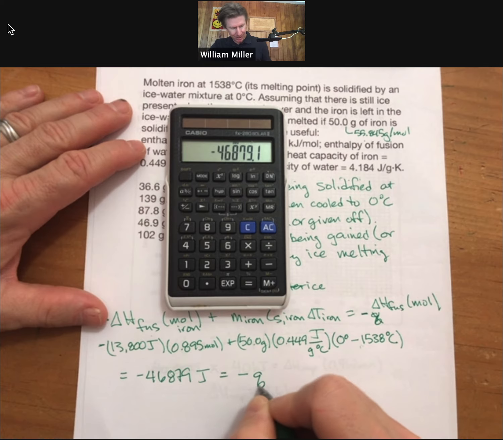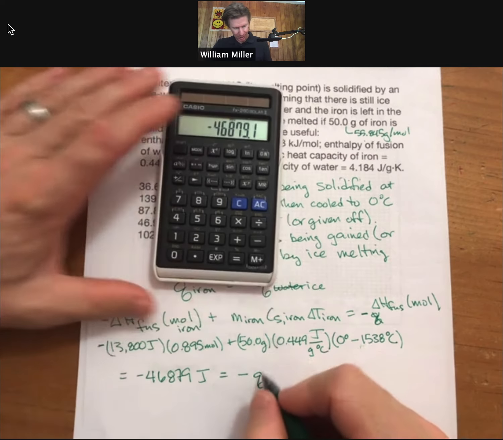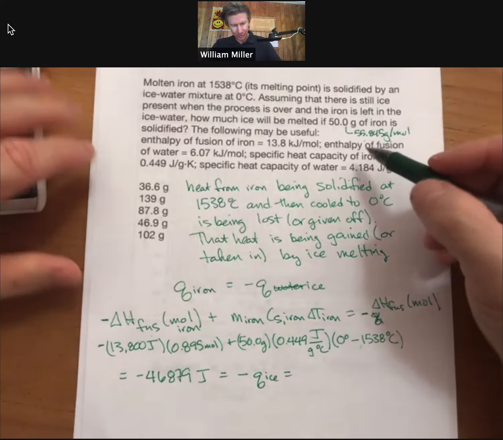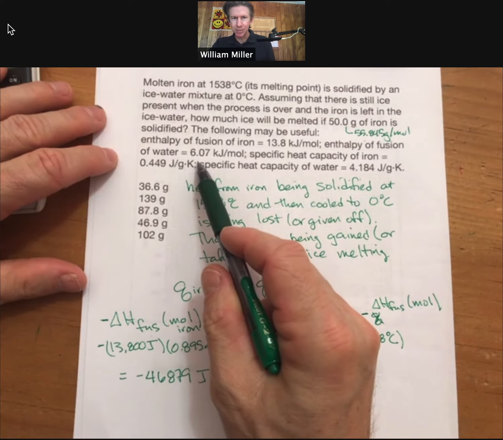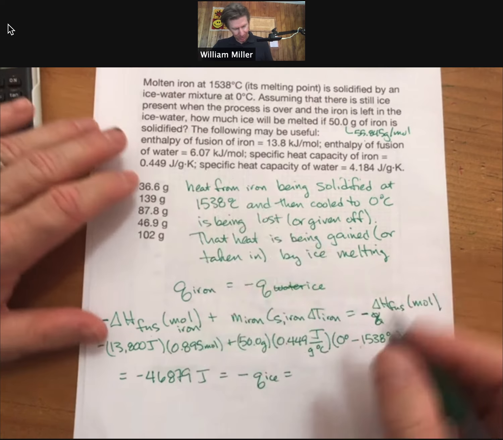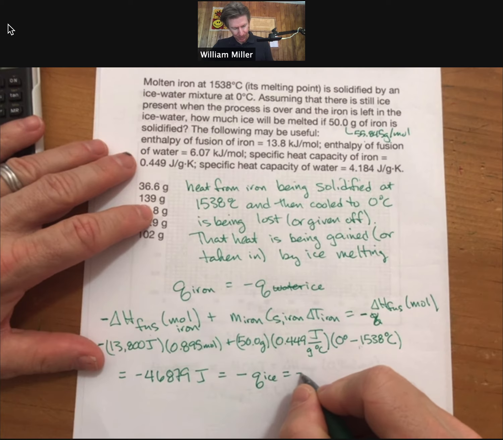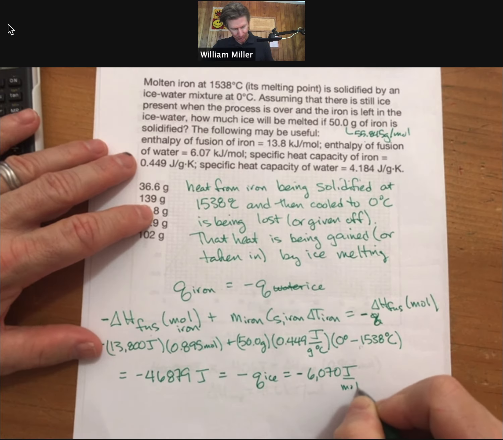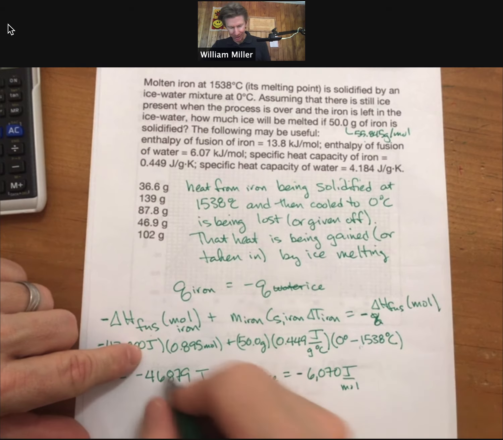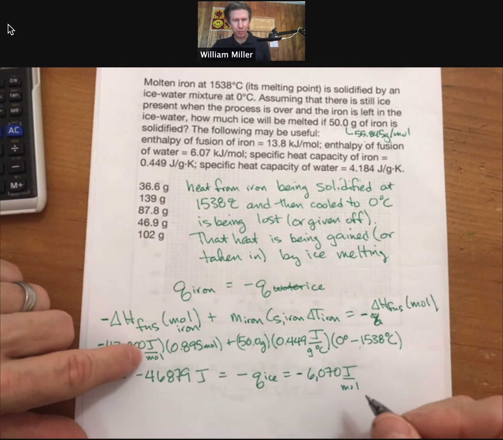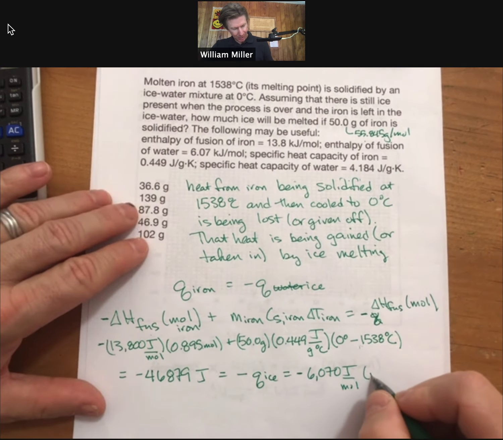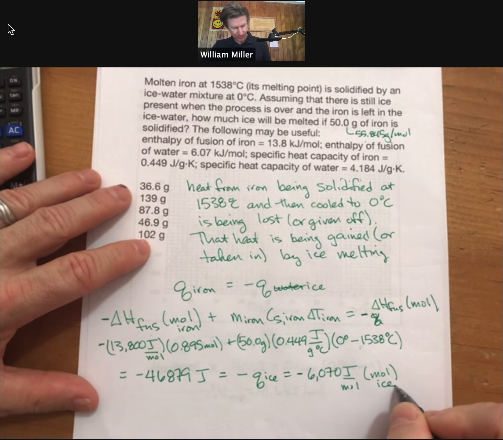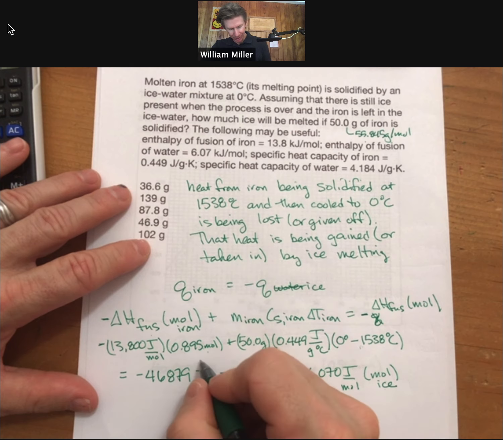That's going to equal minus Q of the ice, which equals minus delta H fusion, which up here, 6.07 kilojoules per mole, minus 6,070 joules per mole. And I apologize, I forgot my joules per mole units up here. And then we get our moles. This will be moles of ice. We had moles of iron over here.